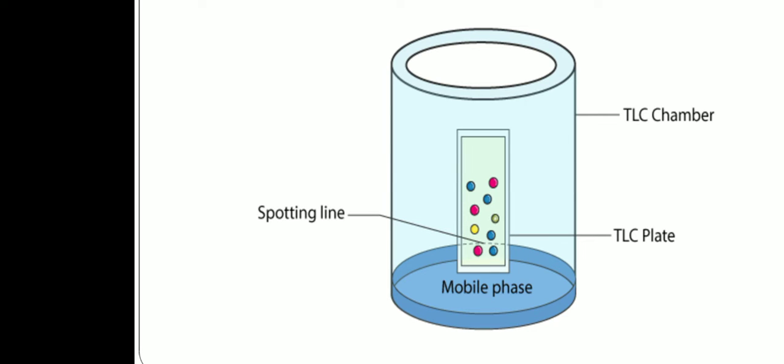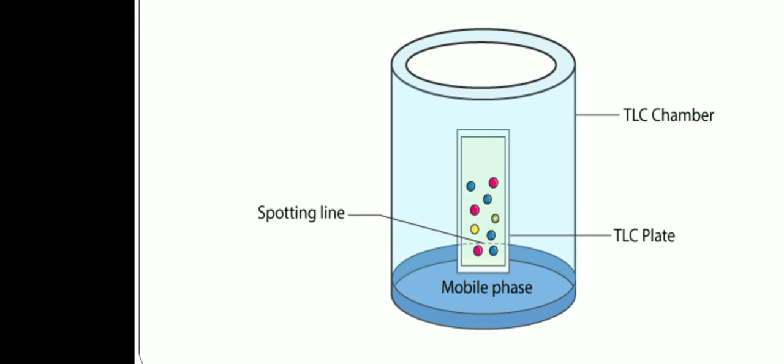Then TLC plates are used, for which ready-made TLC plates are available. Silica gel coated ready-made plates are available, or else we can prepare the TLC plates by using a glass plate and silica gel slurry. First we have to prepare a silica gel slurry, then that slurry is poured over this glass plate and allowed to dry.